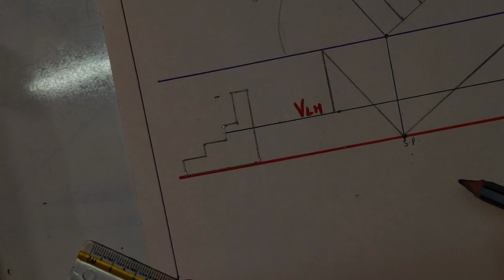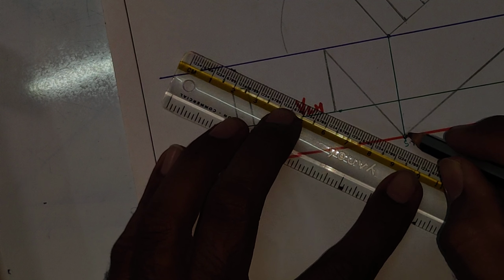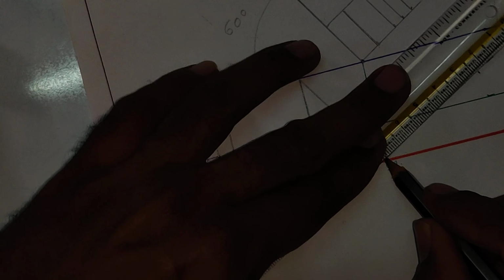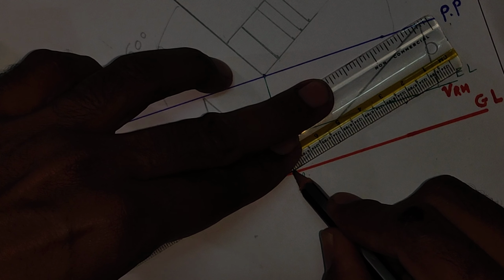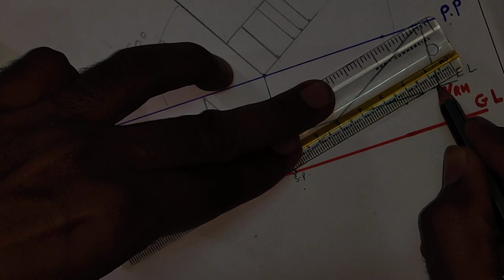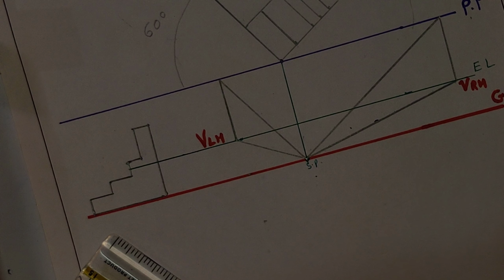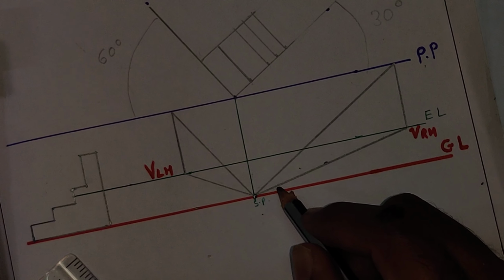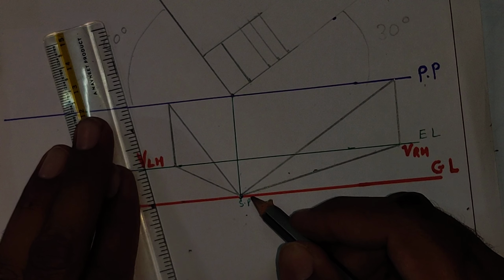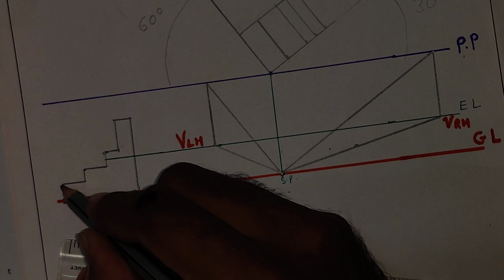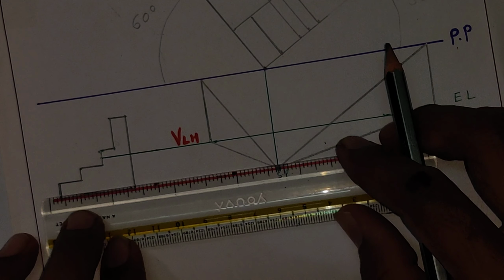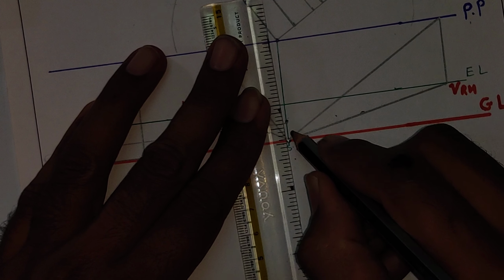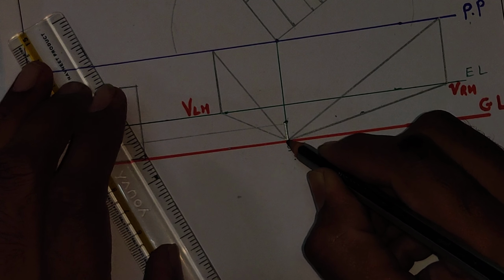Clear? So next, first you join this station point to the left hand vanishing point and right hand vanishing point. Right? Now here we have to take some precautions because of our drawing here. Very carefully we will add projections. First we will start with this edge, the straight vertical edge, right? So we'll take the projection of that edge. So this is that edge, height is 0.5 meter.